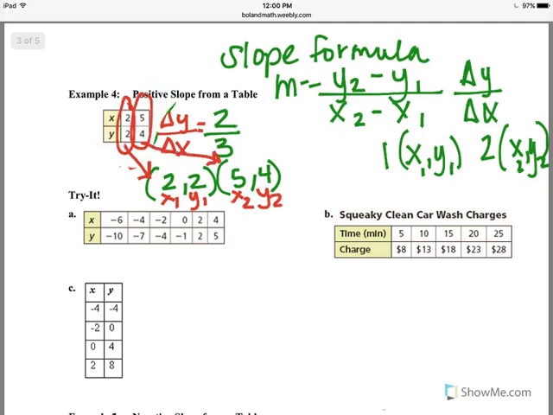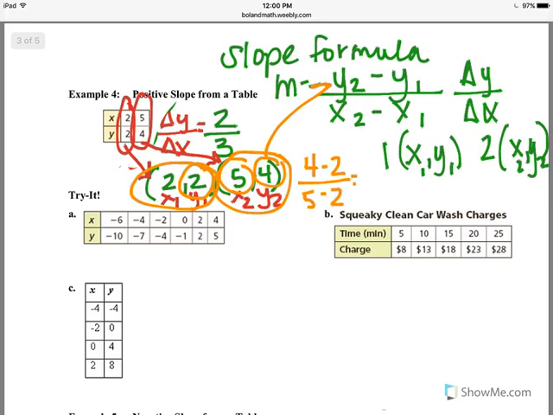Okay, so I'm going to take this, now that I have my coordinates for the first set, and then I have my coordinates for the second set, I'm going to just plug it into this equation. Okay, I'm going to plug it in and set it up just like that. So I would write Y2, which is 4, so 4 minus Y1, which is 2, and then 5 minus 2, and that's going to give me 2 over 3.